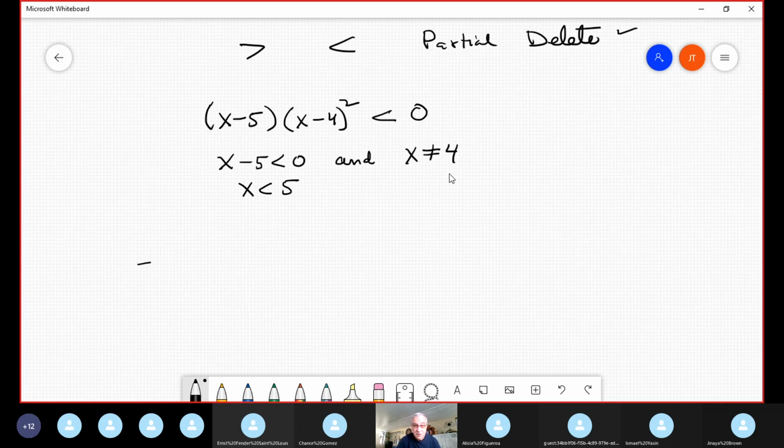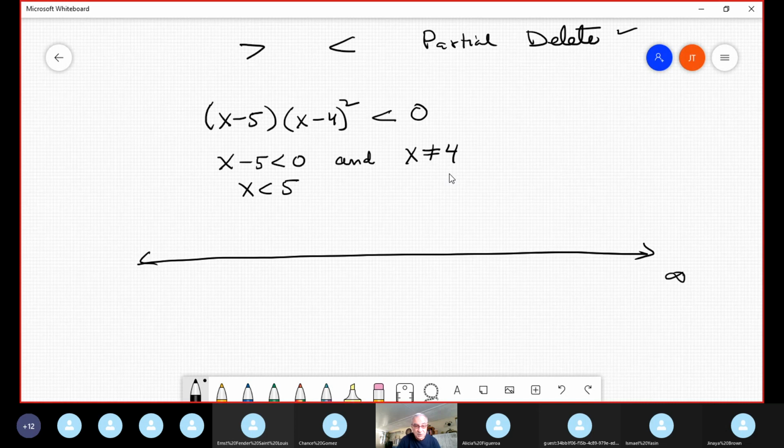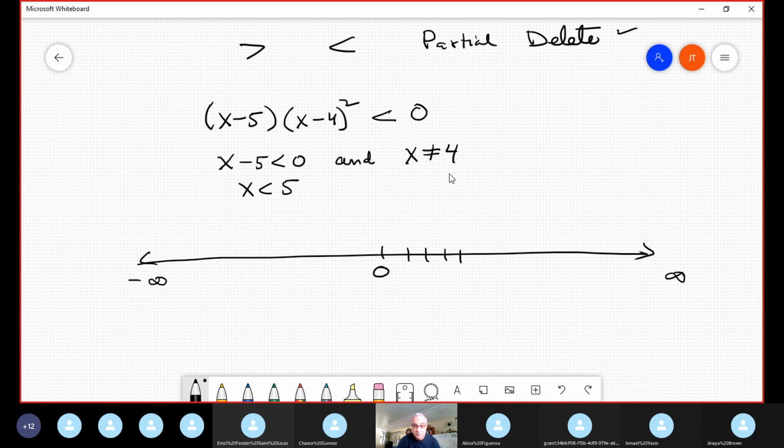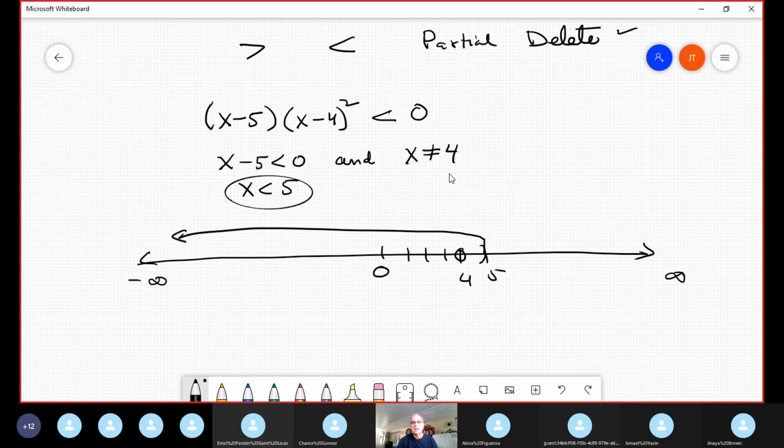We are doing this compound inequality graphically. Negative infinity, positive infinity, 0 in the middle, 1, 2, 3, 4, and 5. And this is less than, so parenthesis to the left. This is that part. But at 4 we have a hole. Boom. And the hole lies inside the interval, therefore it actually matters.